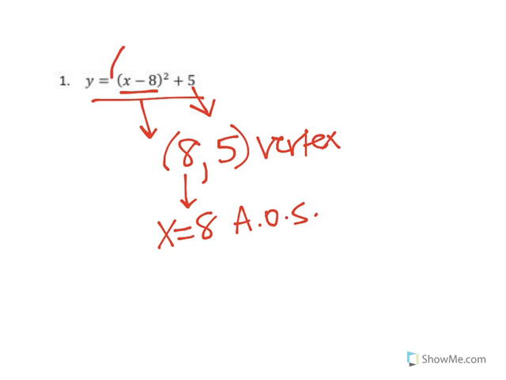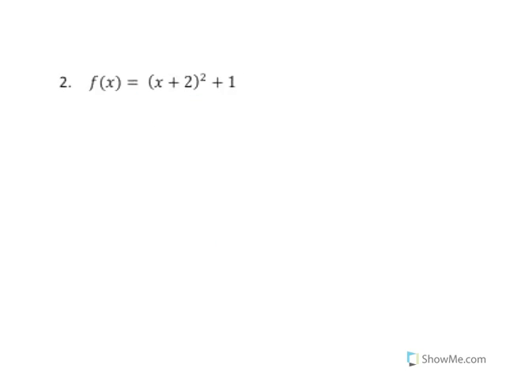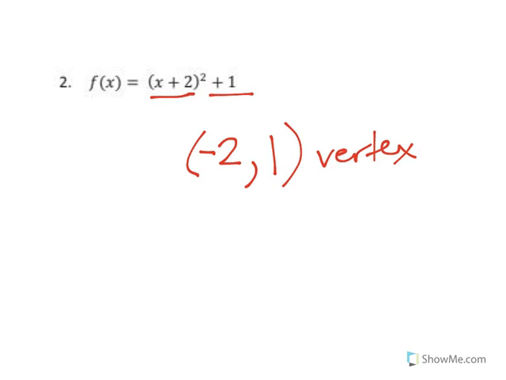Let's go back. I don't have an a value here, and so it's positive. We know that this opens up because there is nothing in front of my parentheses, and it's assumed to be just a positive one. Cool. What about this one? Number 2. Inside my parentheses, I have a 2, so my vertex is going to be a negative 2. Outside my parentheses, I have a plus 1, so that's going to stay. So the vertex is going to be (-2, 1).